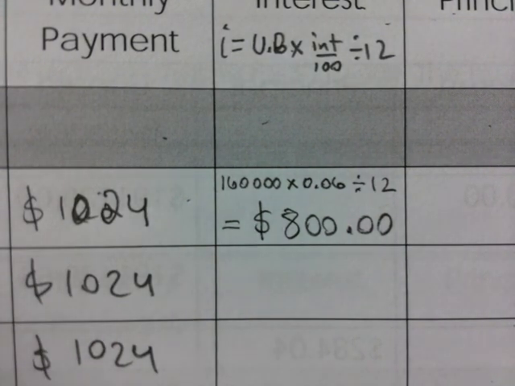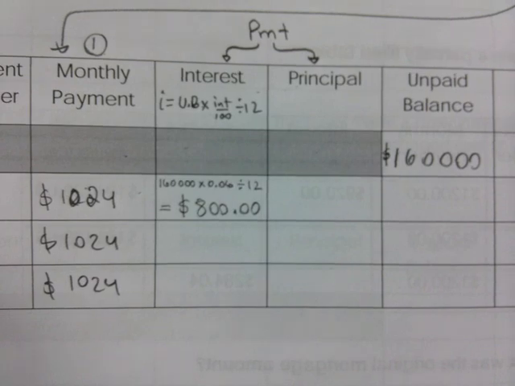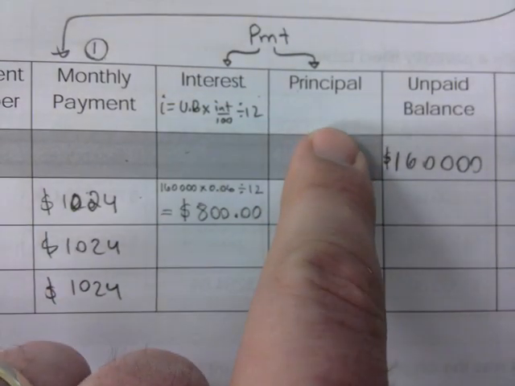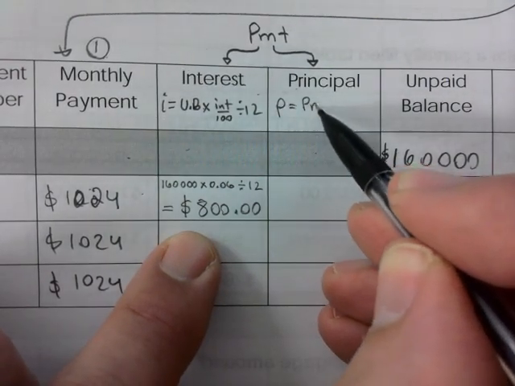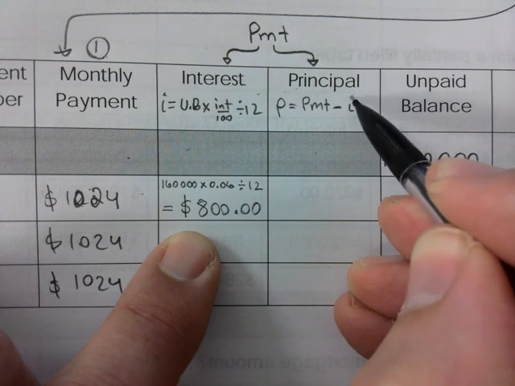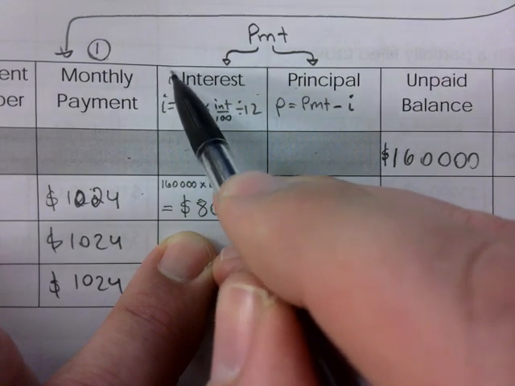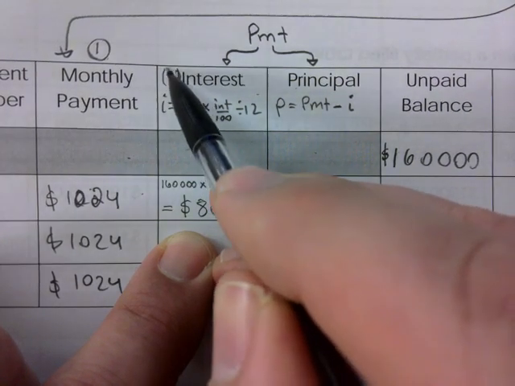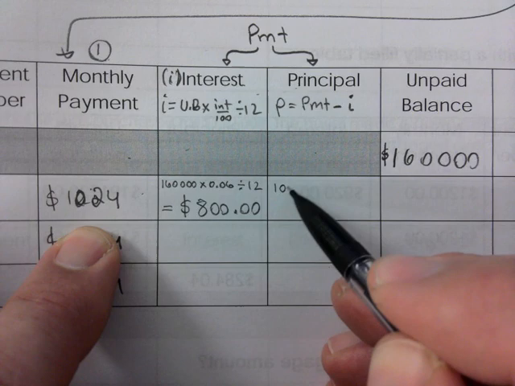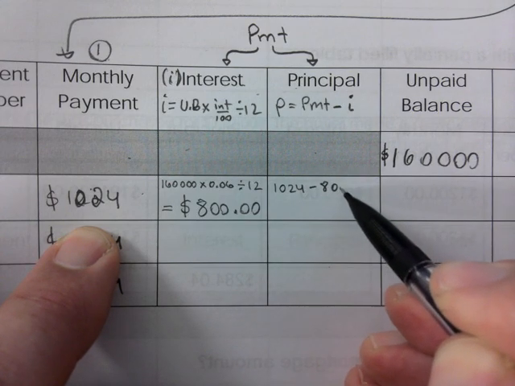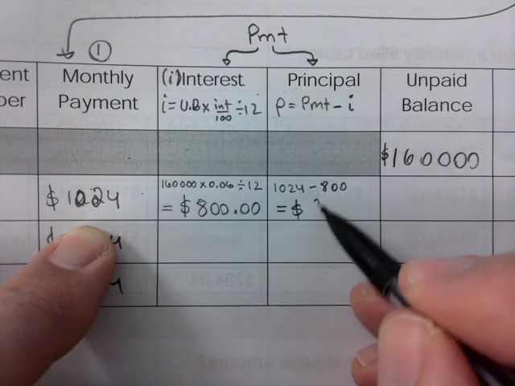Okay, so I'm going to move over now. To get our principal, we just go payment minus I. Should we put a little I here? That's the lowercase i. So we take our payment and we subtract 800 from it to get 224.